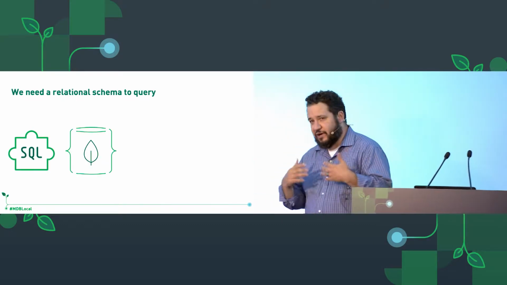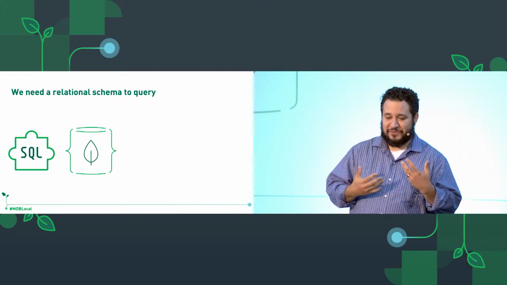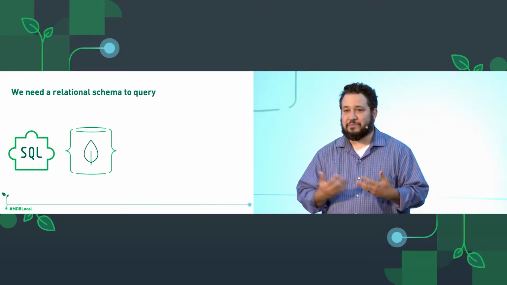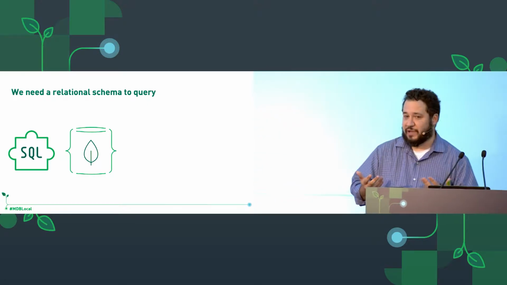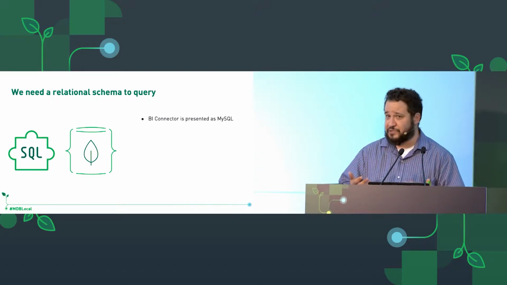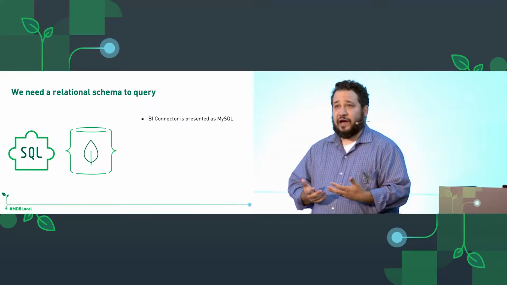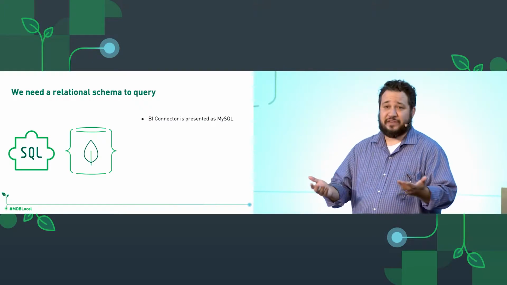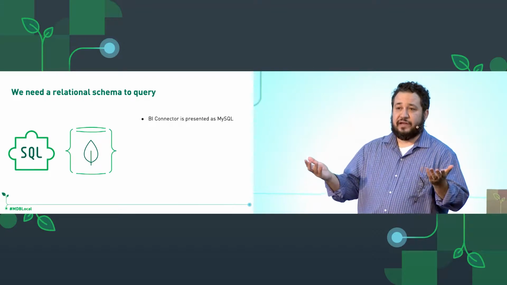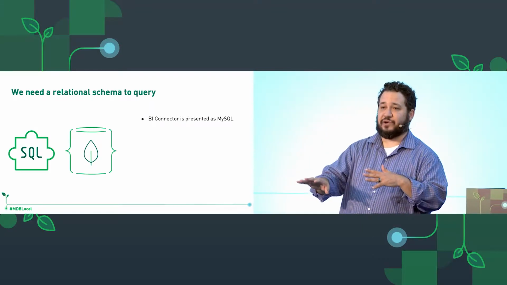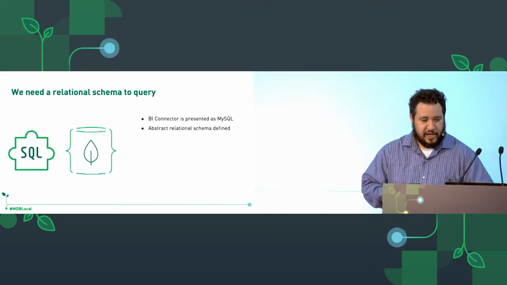So how do we make all of this happen? Well, of course, if you're going to query via SQL, you need to have a relational schema that maps to an underlying document structure. And there are a few ways that we make that possible. As I mentioned before, the BI connector is presented as a MySQL database. So when your clients connect via the MySQL shell, ODBC, JDBC, whatever, they think they're connecting to MySQL. They have no idea that underneath the hood they're actually querying Mongo. So it really is just connecting to a MySQL database.